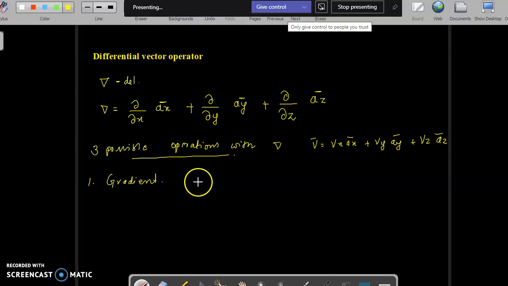The gradient of any scalar function is the maximum space rate of change of that function. If the scalar V represents the electric potential, del V represents the potential gradient. So suppose V is an electric potential. Then del V represents the potential gradient.